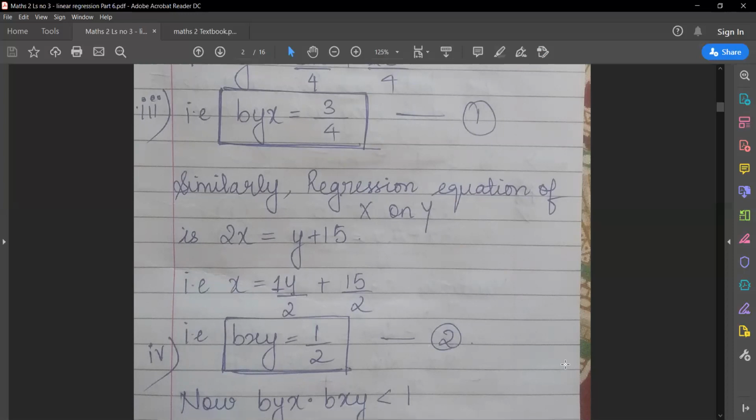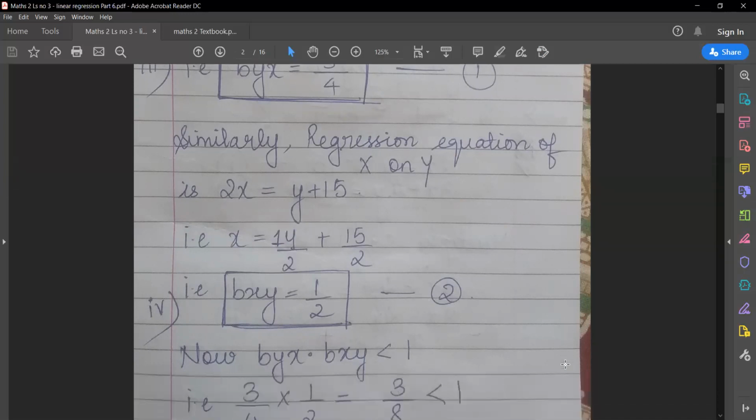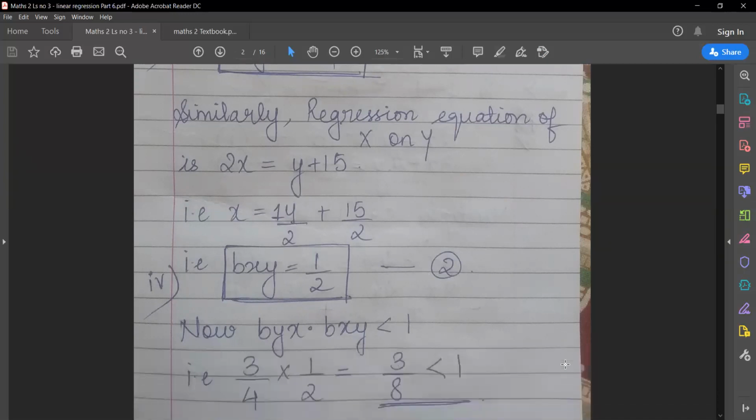Point number 2. Now class, remember the condition which I taught you above. So we'll use the condition and check whether product of byx and bxy is less than 1 or not. So byx is 3 by 4 into bxy is 1 upon 2. So the answer comes 3 by 8. If you divide, you get the answer 0 point something, correct? Because the numerator is smaller and denominator is bigger. So the product is less than 1.